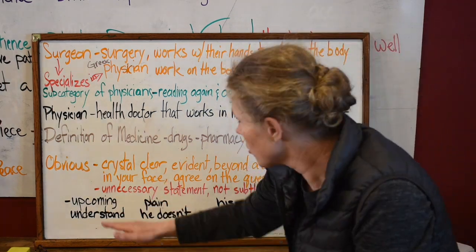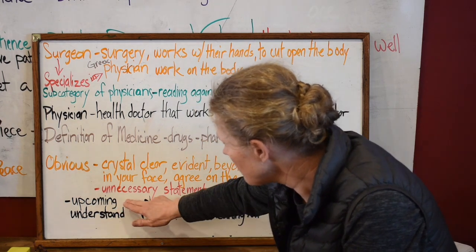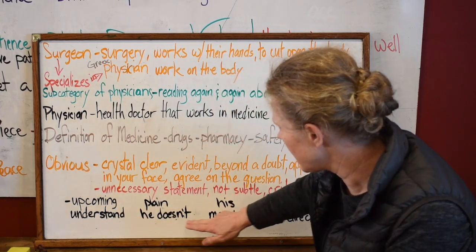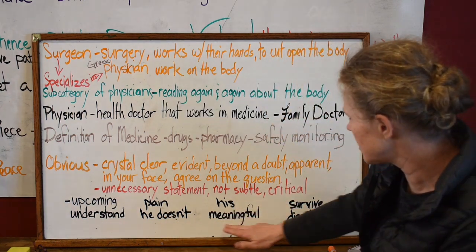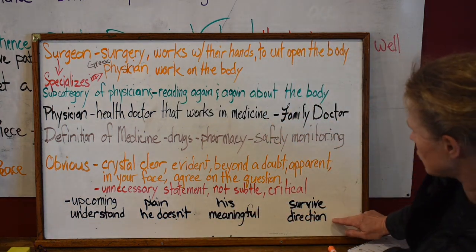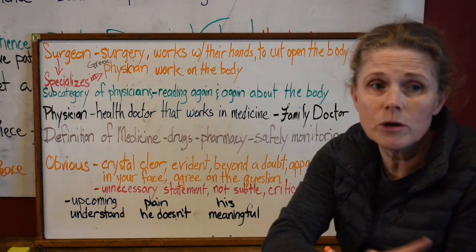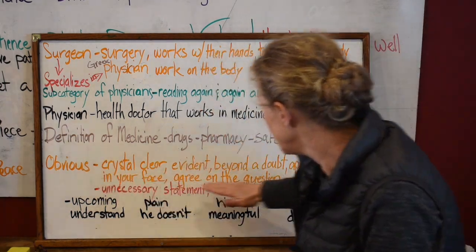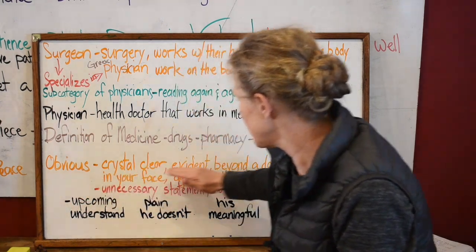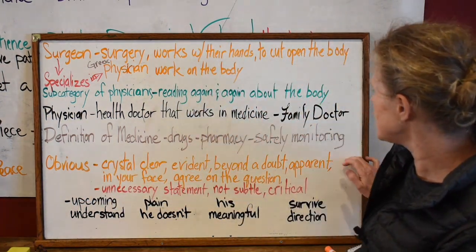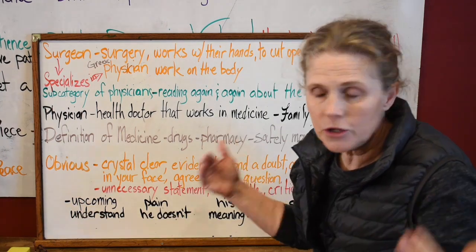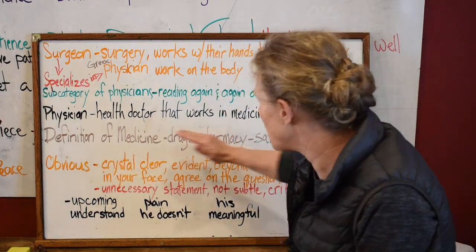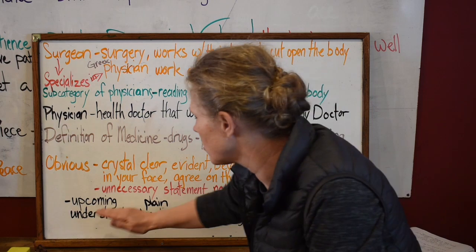Okay, so now we're going to use these words: upcoming, understand, plain, he doesn't, his, meaningful, survive, direction. I want you to use them in an obvious, clear, evident, beyond a doubt, apparent, in your face way. We're going to do it in a positive. We're not going to use it in a critical action.